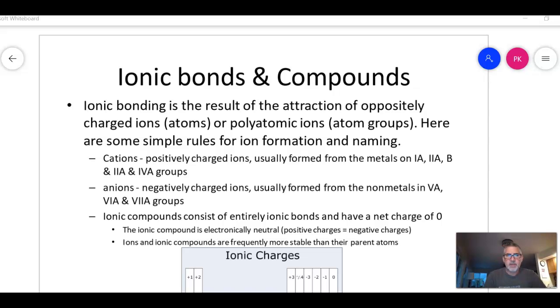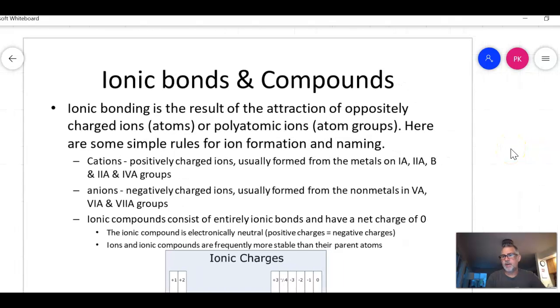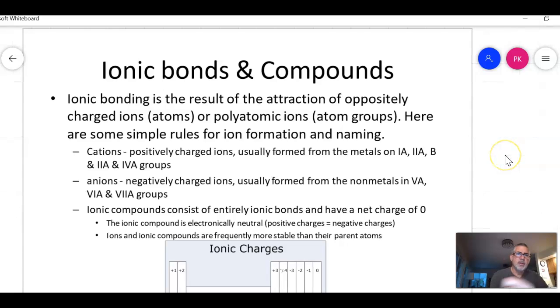All right, so today we're going to get into ionic compounds. Ionic compounds are compounds that are made of charged elements. Remember, ions are atoms that have lost or gained electrons, and they'll tend to lose or gain electrons to be like their nearest noble gas. Important things to remember: cations are positively charged ions, and they're formed from metals.